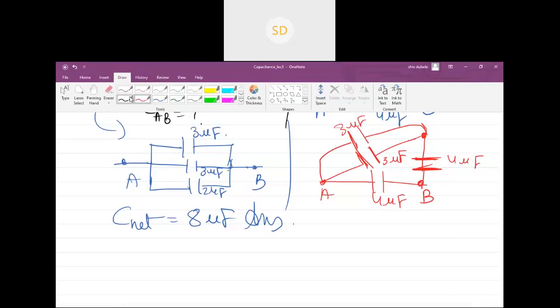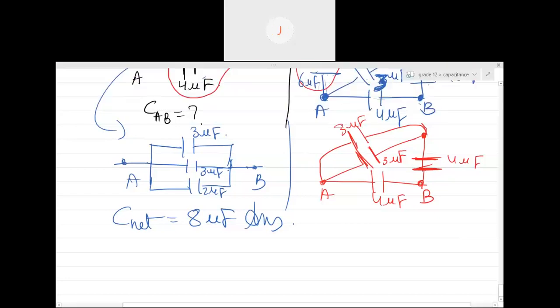Yes, sir. Now once you've done this, this 3 and this 3 are in parallel across points A and let's name this C. So across A and C they are in parallel, right? So what will be 3 and 3 in parallel?